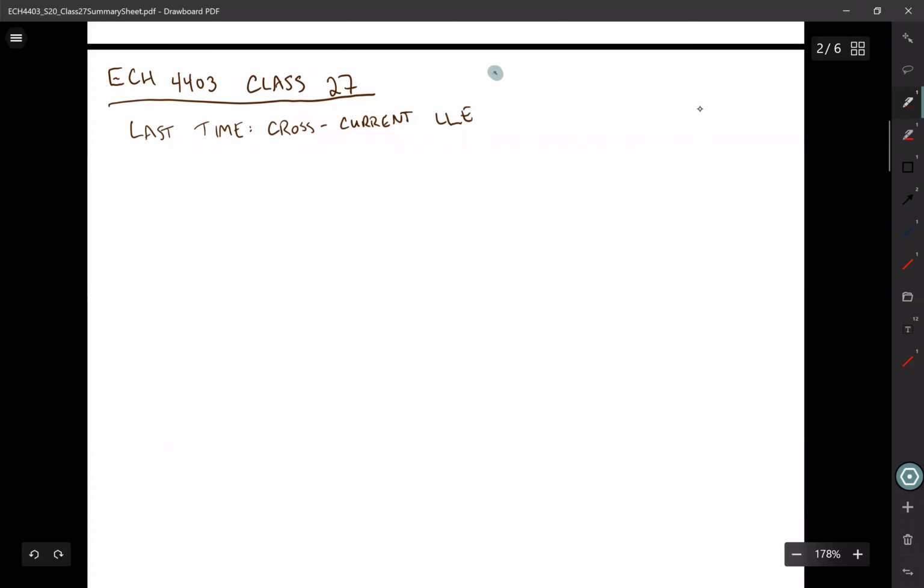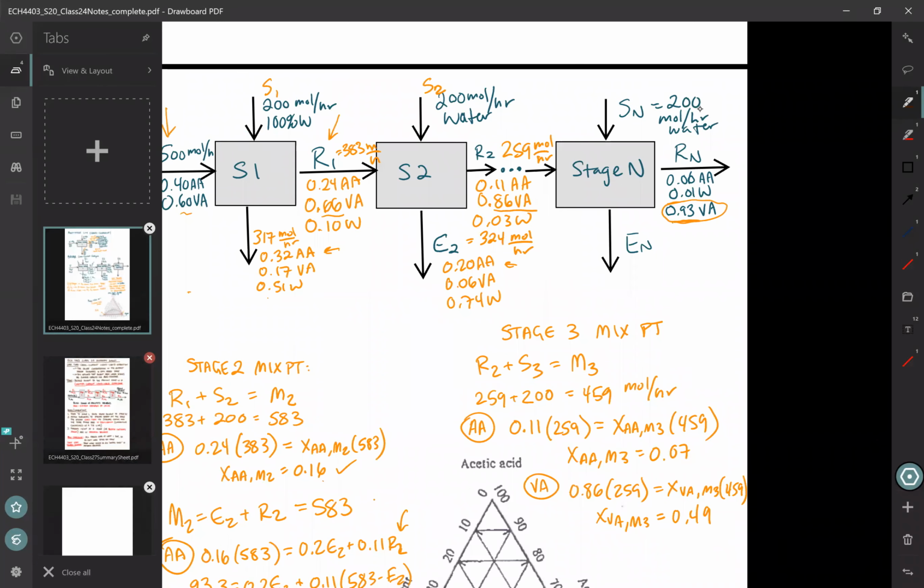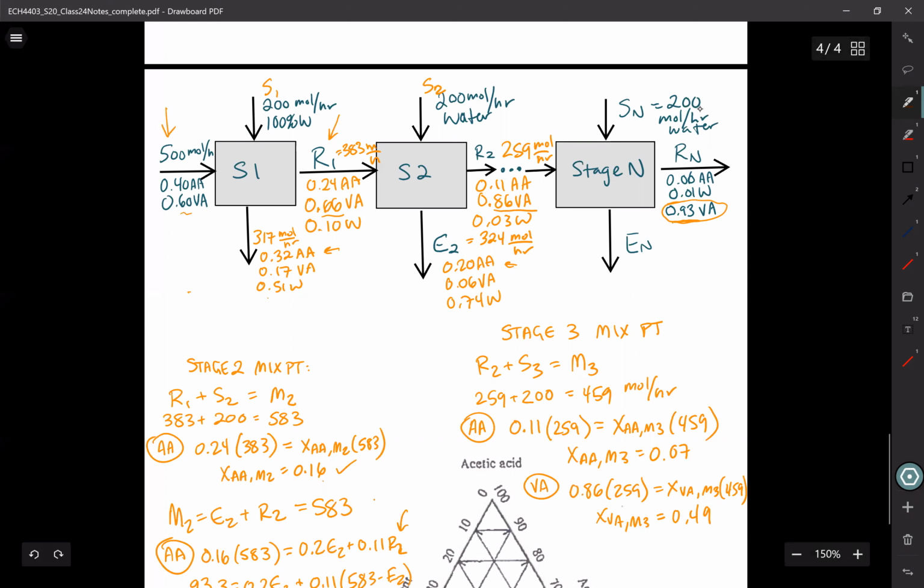It's been a while since we last covered some content, and the topic last time we got together was cross-current liquid-liquid extraction. To review that, I want to go back to the course notes from a while ago. This is a process flow diagram for a three-stage process. This is a problem that we've solved before. I just want to quickly go over the solution procedure again.